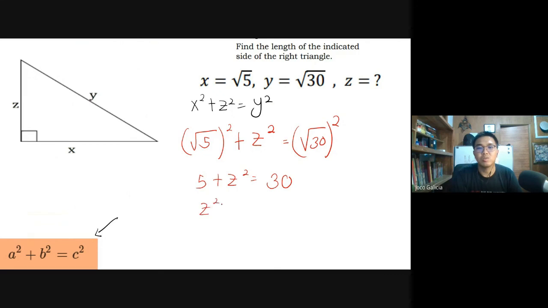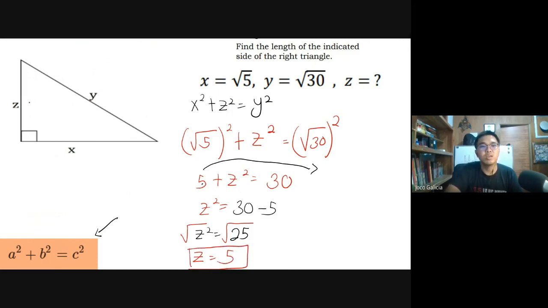Z squared is equal to, transpose natin yung positive 5 sa right side. So, from positive 30, copy natin. From positive 5, magiging negative 5. Copy si z squared, 30 minus 5, 25. Ito na ba yung pinakasagot natin, class? Malapit na. Ang gagawin na lang natin ay extract the square root of both sides. Square root of z squared ay equal sa z. Square root of 25 ay equal sa 5. So therefore, the value of z is going to be 5. Tapos, ang square root of 5 naman ito. At ito yung square root of 30.